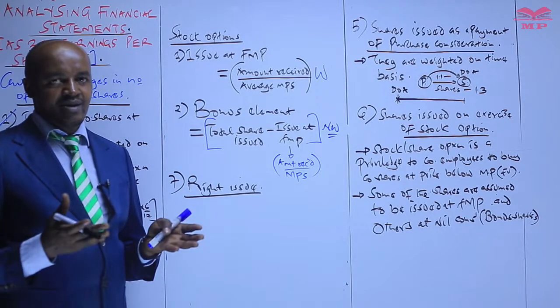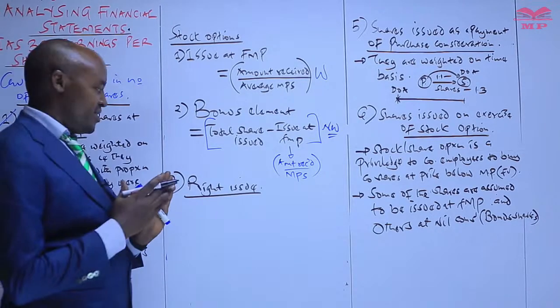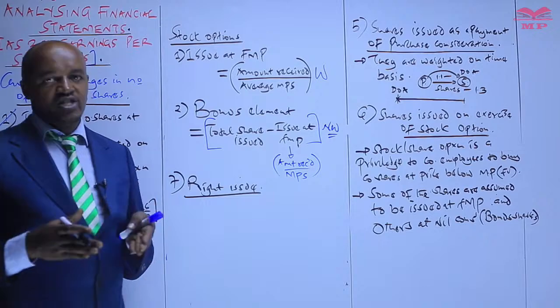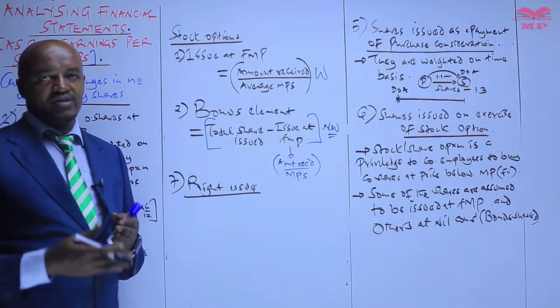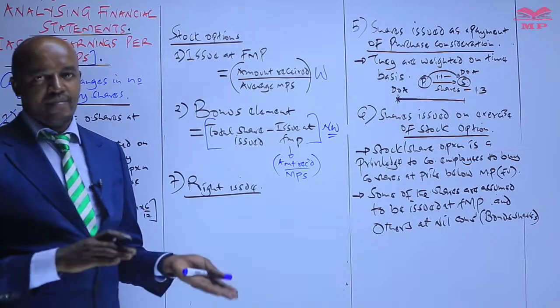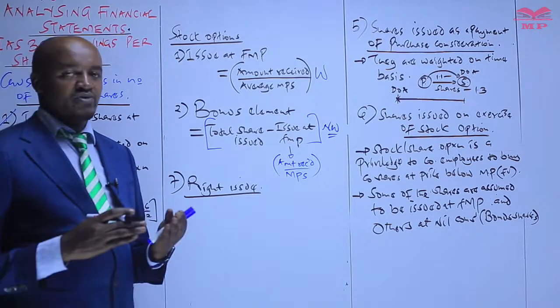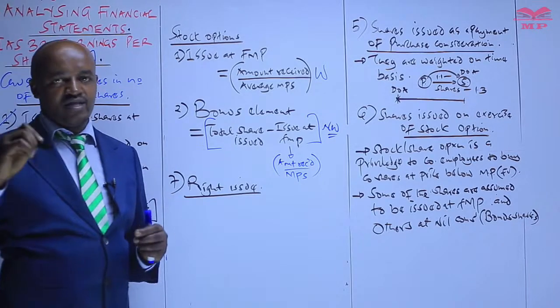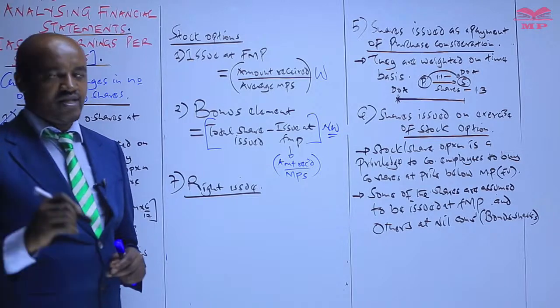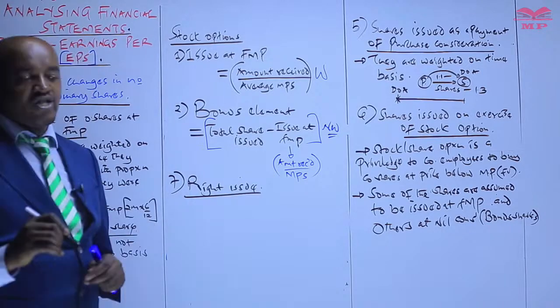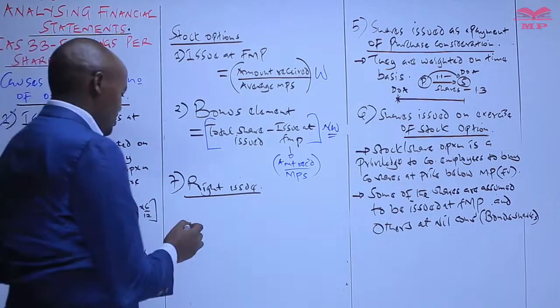In other terms, we say that here the company issues shares to the existing shareholders of the company at a discounted price to the market price. If the shares in the securities exchange market are trading at 20 shillings per share, the company can issue additional shares to its existing shareholders at a price of 15.